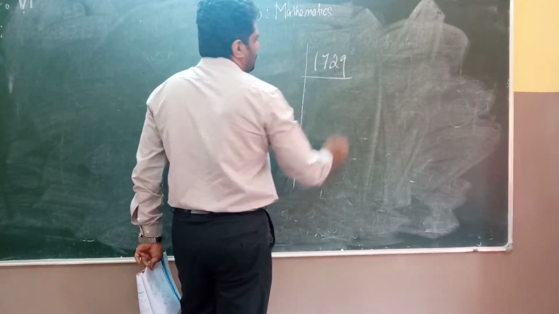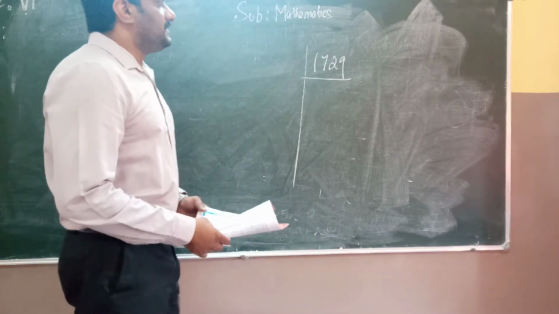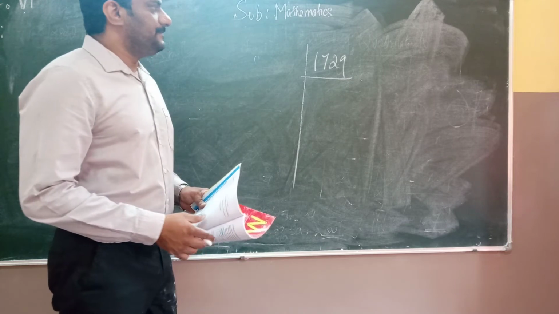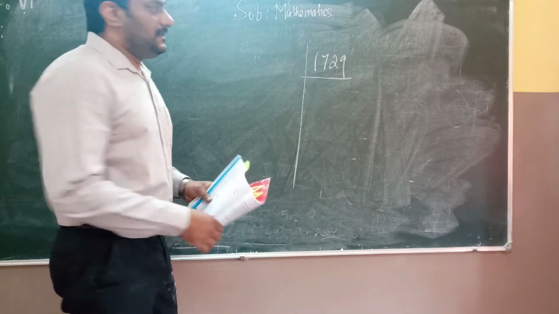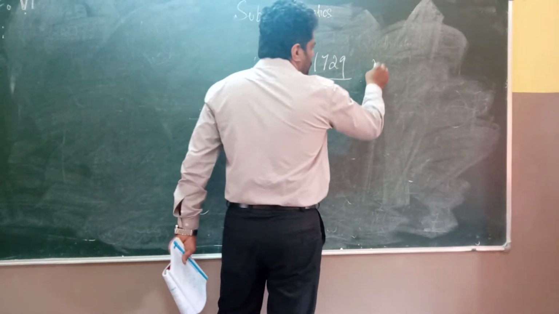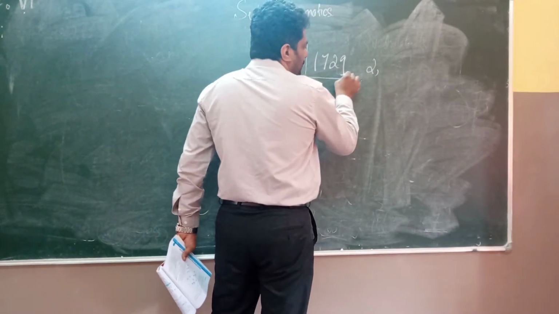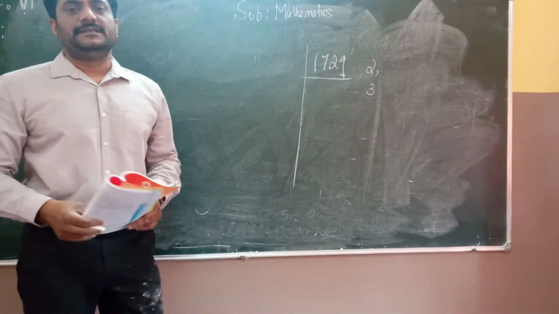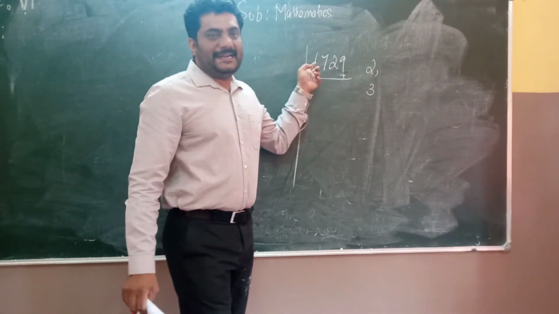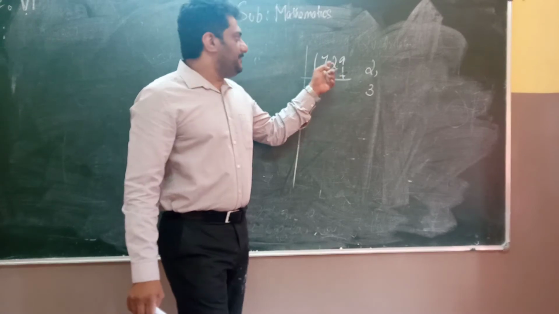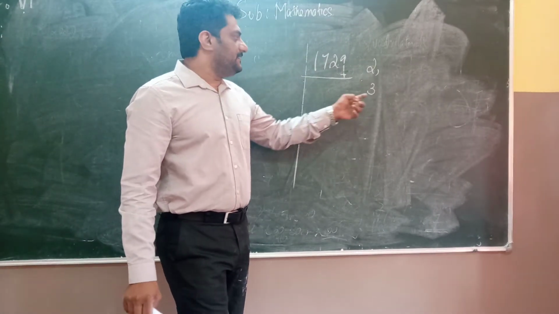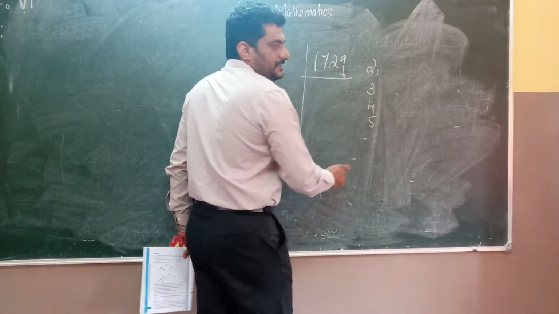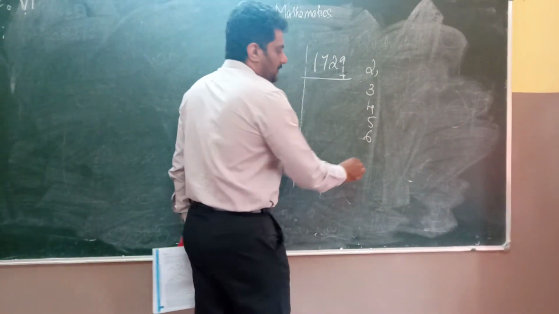1729. Now, which number is it divisible by? Is it divisible by 3? Whatever the number, you always have to start with 2. It is not divisible by 2. Then go for 3. How do we do the divisibility test of 3? You just have to add, right? 9 plus 2, 11. 11 plus 7, 18. Plus 1, 19. It is not divisible. 4, it is not. 5, it is not. 6, it is not. 7.